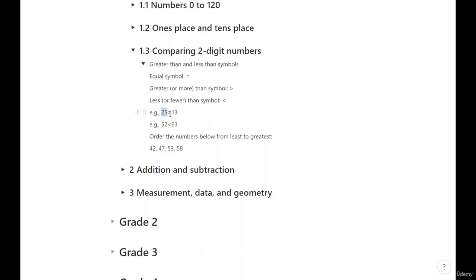For example, 25 is greater than 13. 52 is less than 63. And the student should be able to order the numbers below from the least to greatest. So it should be 42, 47, and 53, and the greatest is 58.